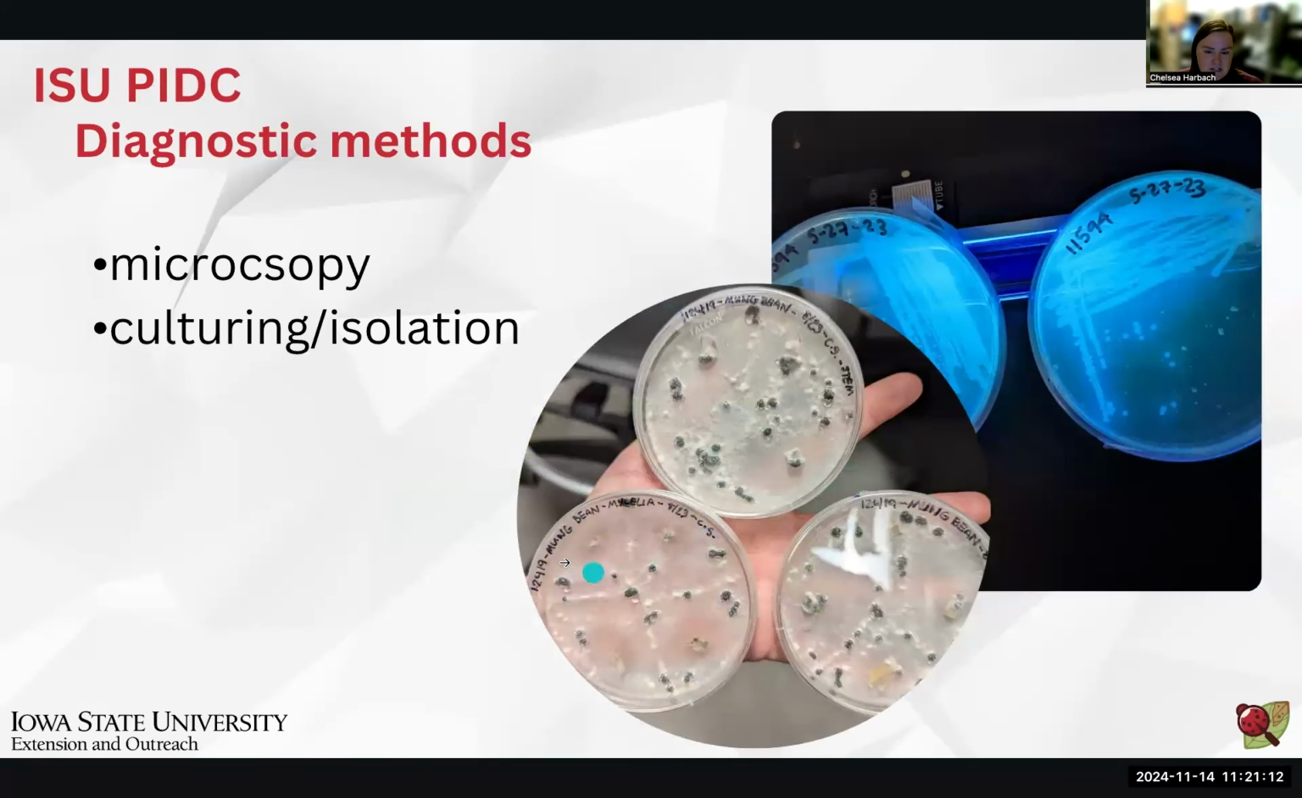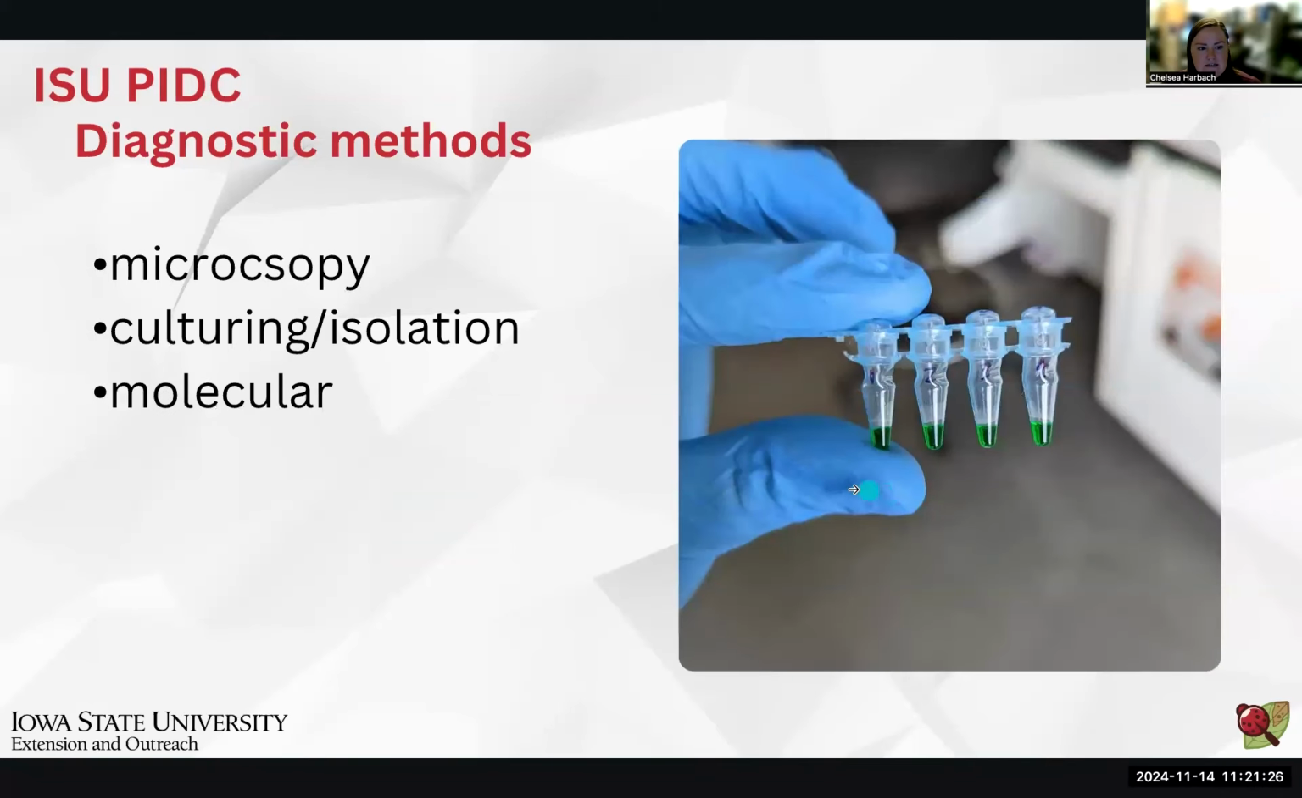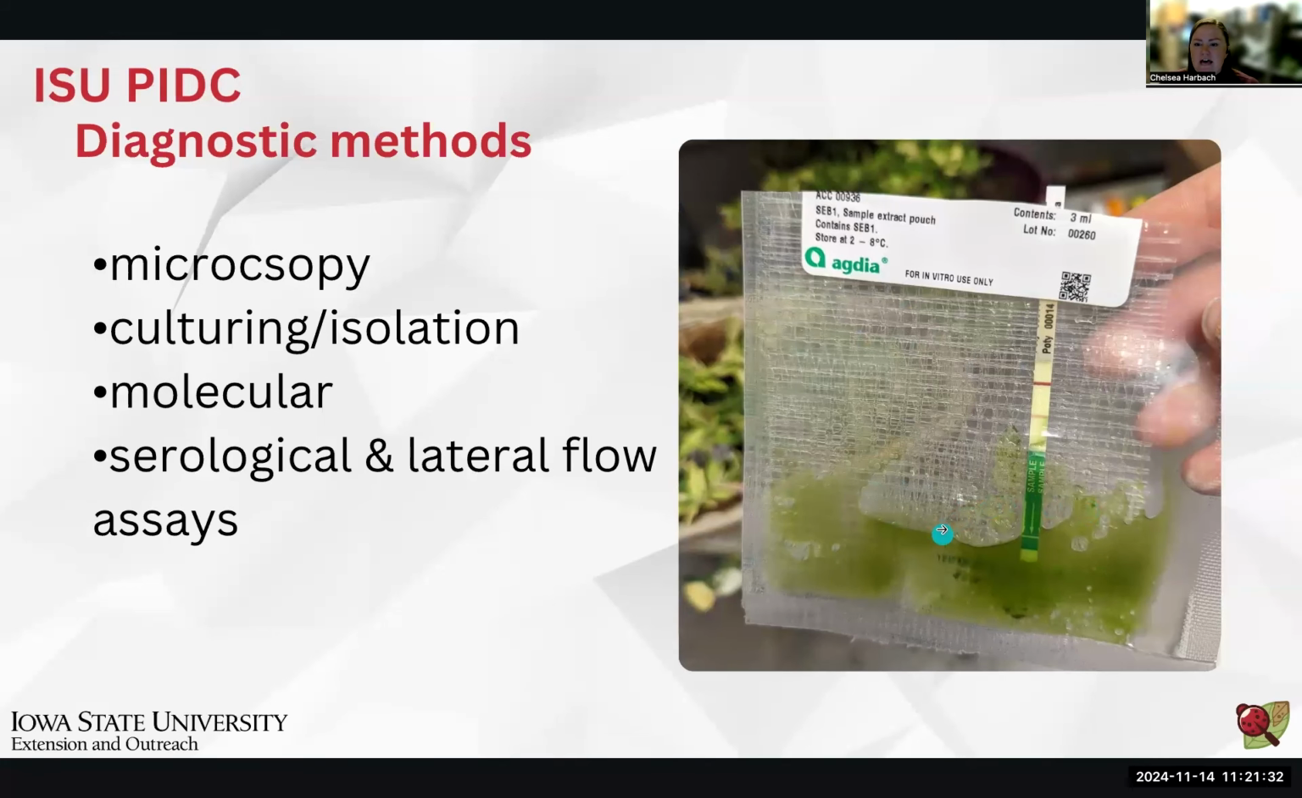We do culturing and isolation. This is for both fungal pathogens, which this is an example of here, and bacterial pathogens, which is the example on the right-hand side there. Then we do molecular assays and also have the tools to do serological and lateral flow device assays. This is an example of what a lateral flow assay looks like. They're for specific pathogens, and they're basically like COVID tests, where if we have two lines on the test, that means it's positive. So in this case, this sample was positive for potyvirus, which is a group of viruses that cause disease on plants.